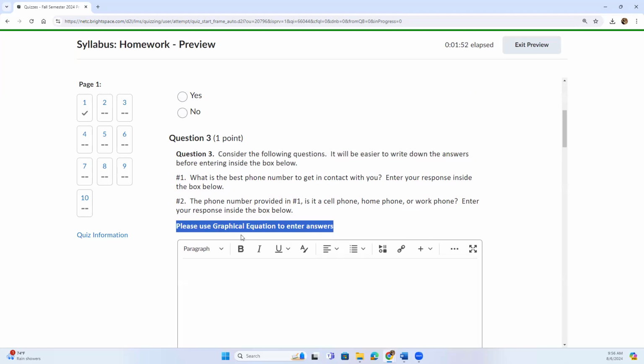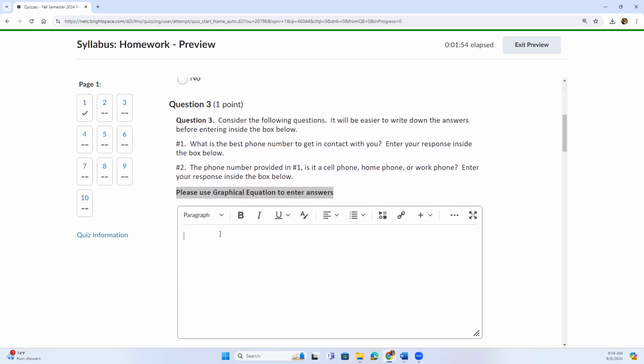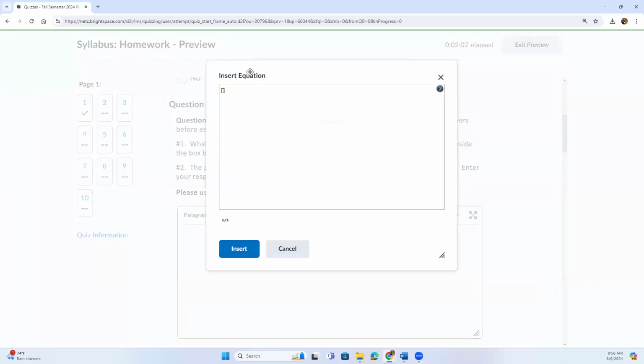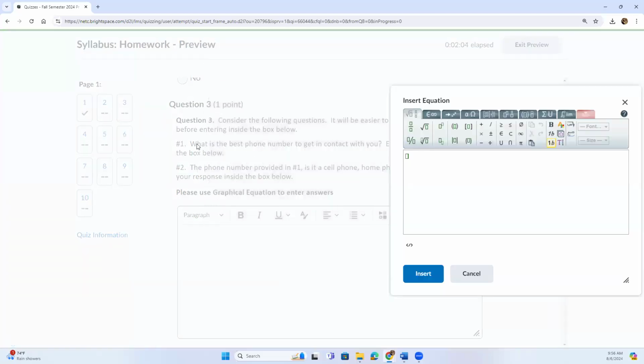It says, please use graphical equation to enter answers. So to get to the graphical equation, you have to click on the plus sign, click on equation, click on graphical equation. Okay, so this question number 3 has 2 parts.